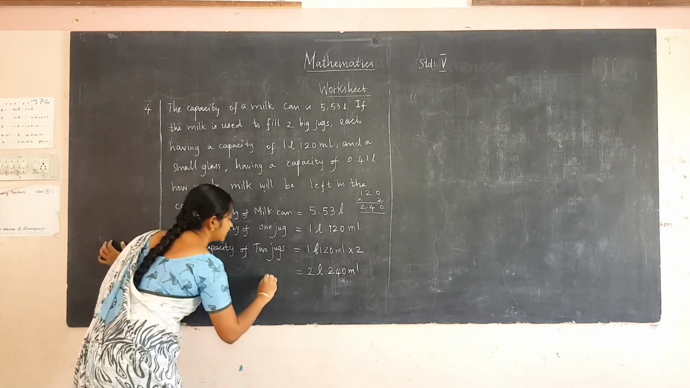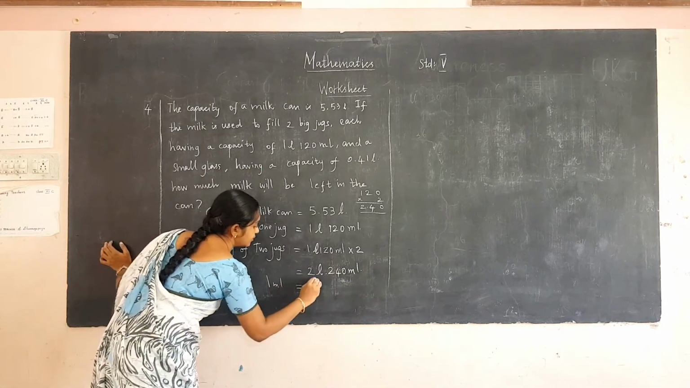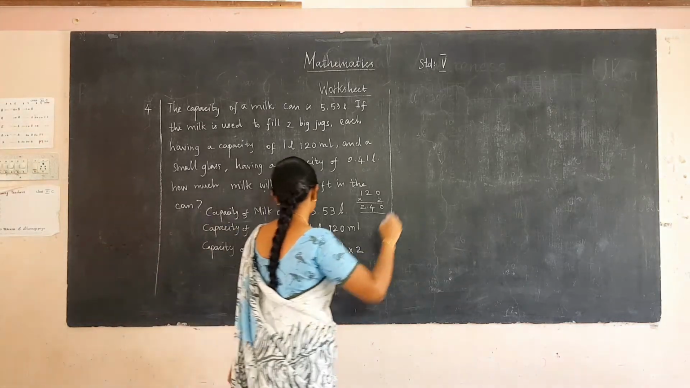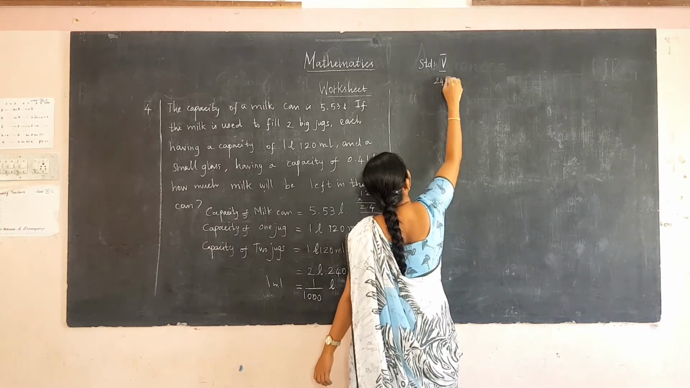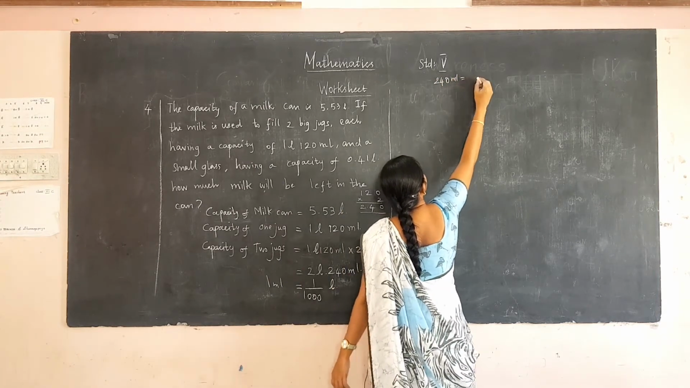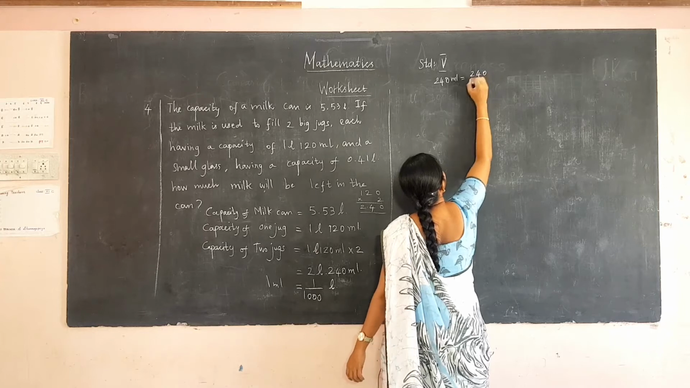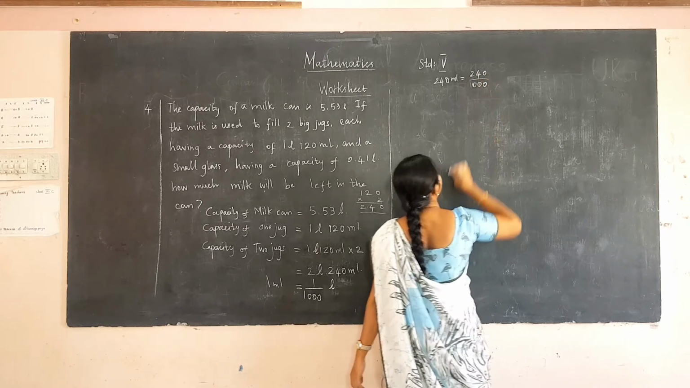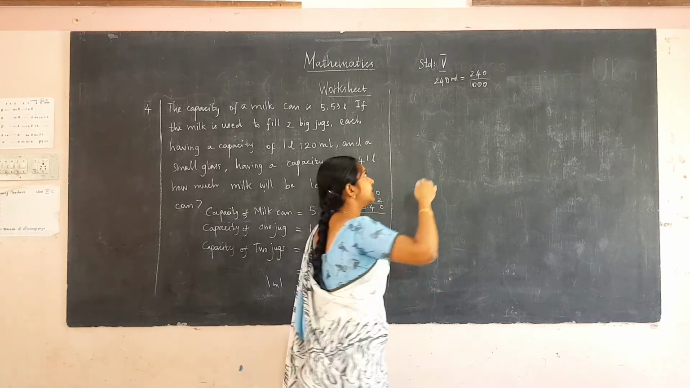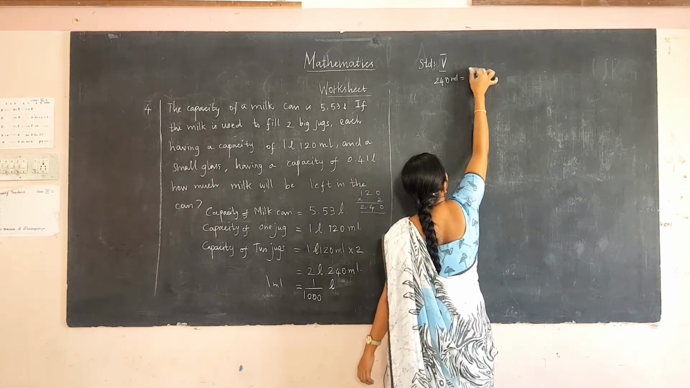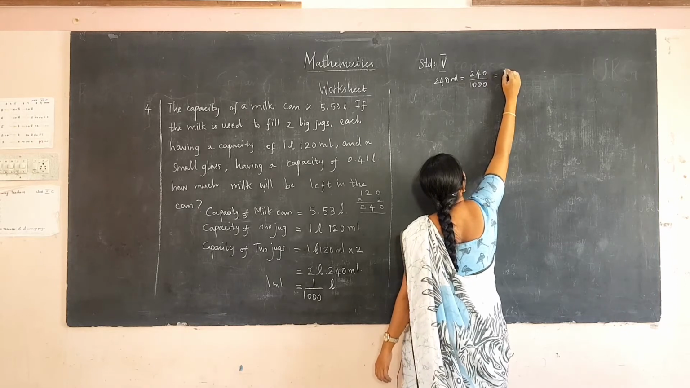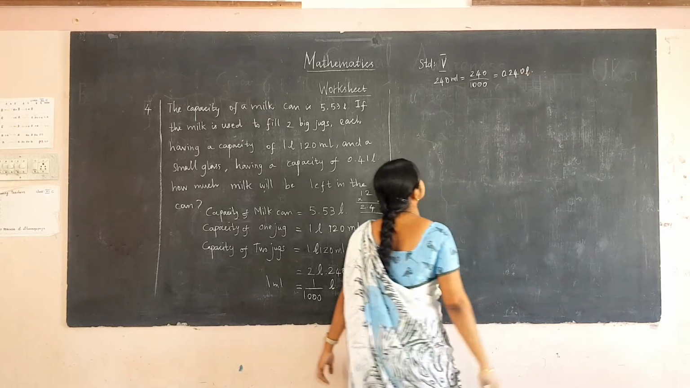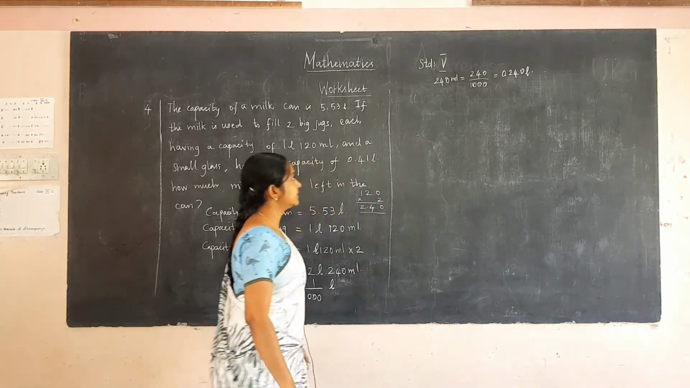We know that 1 milliliter equal to 1 divided by 1000 liter. Then for 240 milliliter, we have to divide 240 by 1000. 3 zeros means we have to keep the decimal point before 3 places, 1, 2 and 3. So it is 0.240 liter. We have converted that into liter.